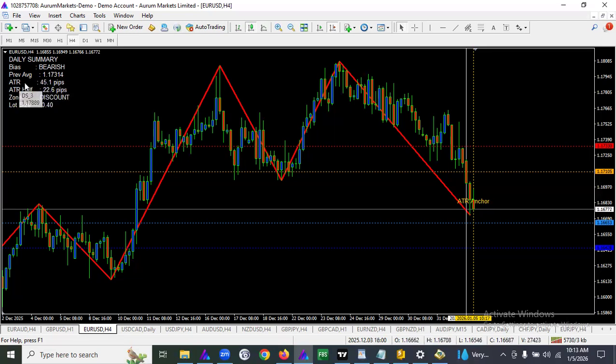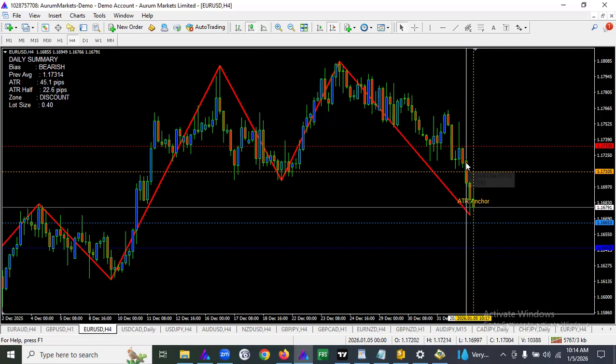Then we have the ATR value. This is the daily ATR value. And we have the ATR divide 2, which gives you this. So if you want to sell, you should wait for price to do a pullback in between 22.6 and 45.1. Do you get that? The pullback will be between 22.6 pips and 45.1 pips.